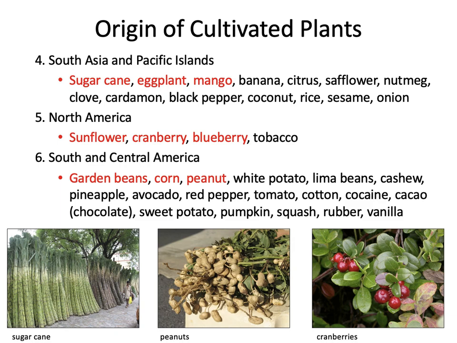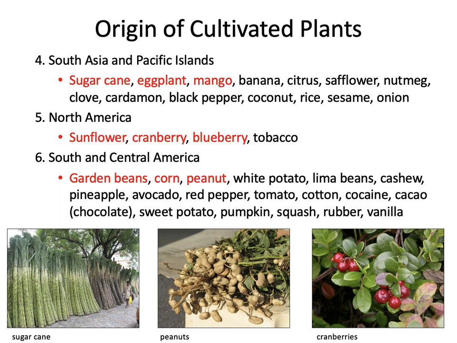Other South Asian and Pacific Island crops include things like bananas, citrus, safflower, nutmeg, clove, cardamom, black pepper, coconut, rice, sesame, and onions. Now in North America, of course that's where California is, there's not very many crops. Even though we grow tons of crops in California, California is one of the agricultural centers of North America. Native to this region are just plants like sunflowers, cranberries, blueberries, and tobacco.